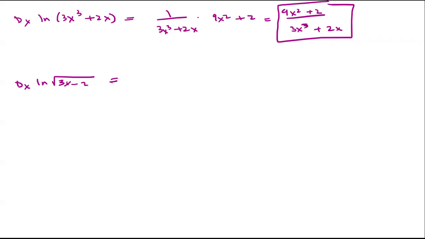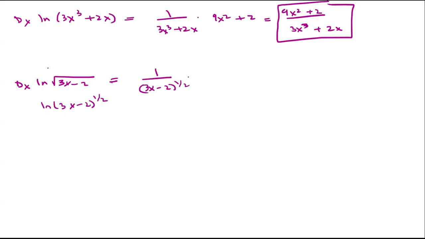All right, so again, we want to take the derivative of ln of the square root of 3x minus 2. One thing we can do is rewrite this as ln of 3x minus 2, raised to the 1/2 power. So when we do that, we will get 1 over still the 3x minus 2 raised to the 1/2 power.